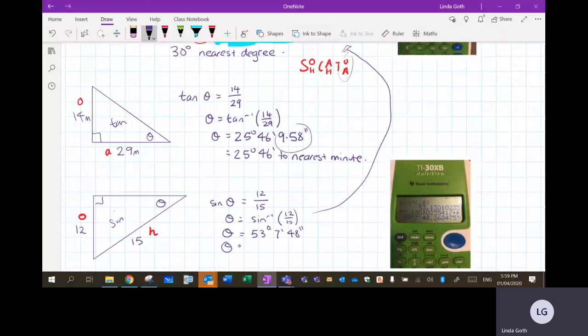If I wanted this to the nearest minute, I'd check out this number here. It's over 30, so 30 or over, we're going to round up. We're going to put our answer here as 53 degrees and 8 minutes to the nearest minute. That's a bit of a bonus. It's really good to know that about trigonometry and angles, because rounding off to the nearest degree sometimes just is not quite accurate enough.